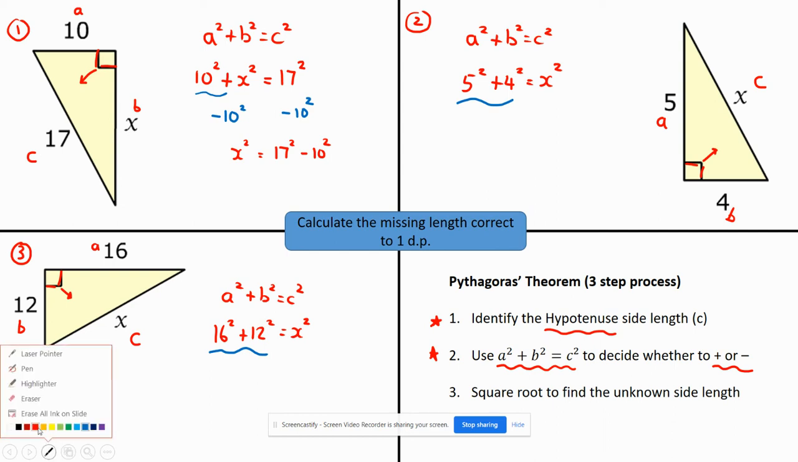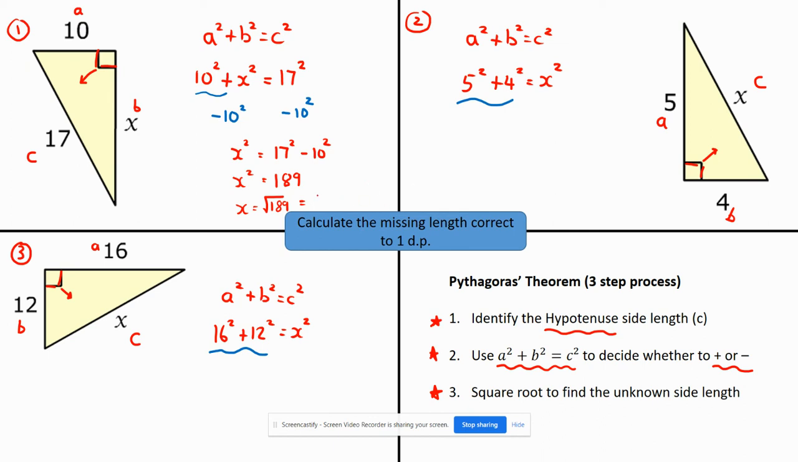So, final step. Step 3, we want a square root to find the unknown length, because at the moment, x squared, if I work out 17 squared minus 10 squared, is 189. That couldn't be the side length, that's too big. So the final step, which students sometimes forget to do, is you want to square root 189 to get an answer. And the question says 1 decimal place. I'm getting 13.7. Okay, pause the video, try question 2 and question 3.